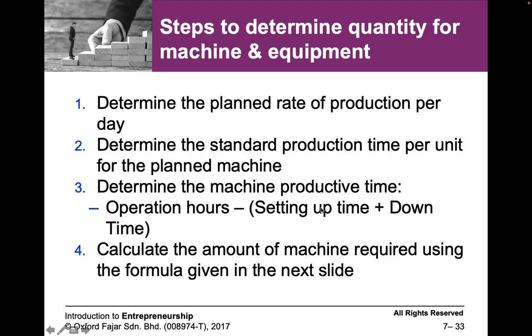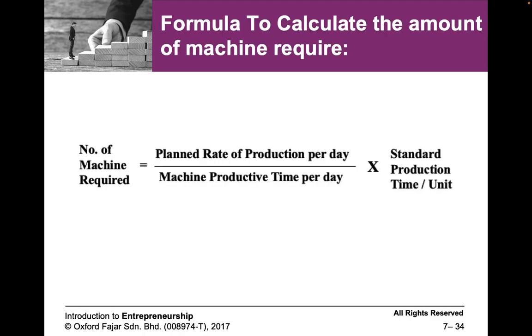So let's say setting up time is 30 minutes. Downtime also 30 minutes, so 1 hour. Okay, operation hours is 8 hours. 8 hours minus 1 hour, then the machine productive time is 7 hours. And then you can calculate the amount of machine required by using the formula given in the next slide.